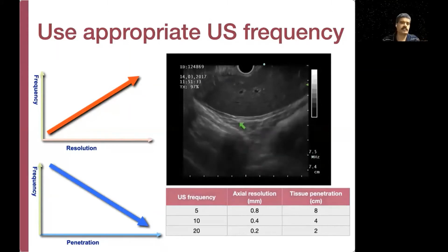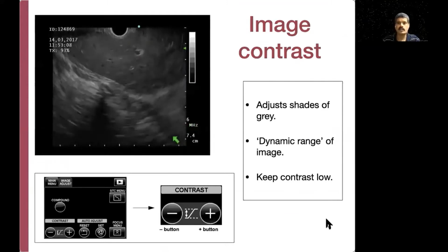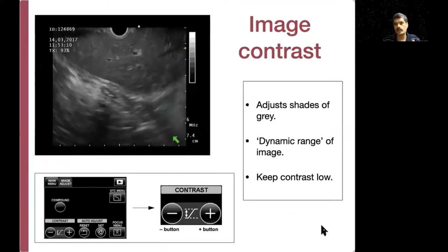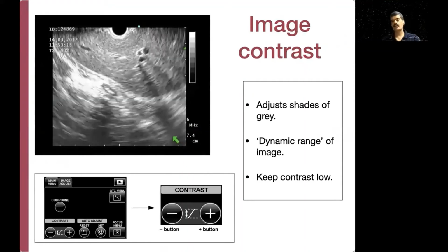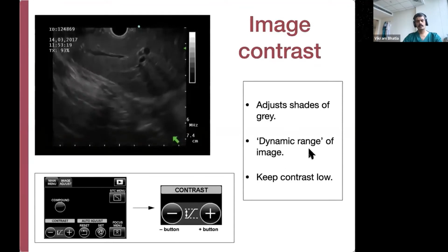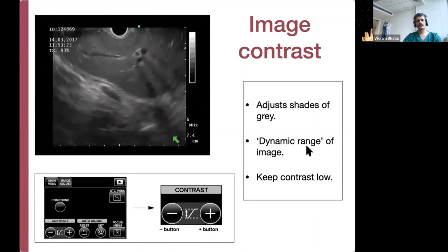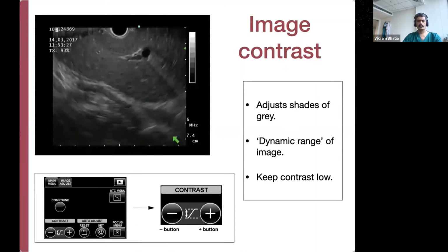The second thing to adjust is the contrast of the image. What is the contrast? Contrast adjusts the differences in brightness level in an ultrasound image. It is also referred to as the dynamic range in many ultrasound processors. Dynamic range is the range of grays that the image displays. In general, we prefer to keep the contrast low or the dynamic range high, so that on the screen you see many gradations of gray.